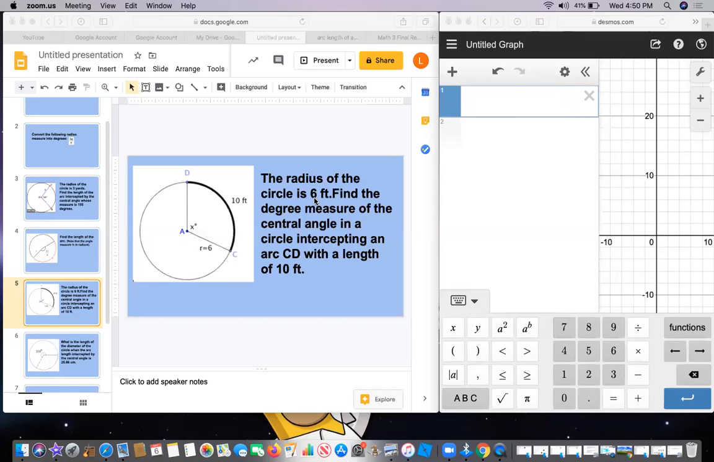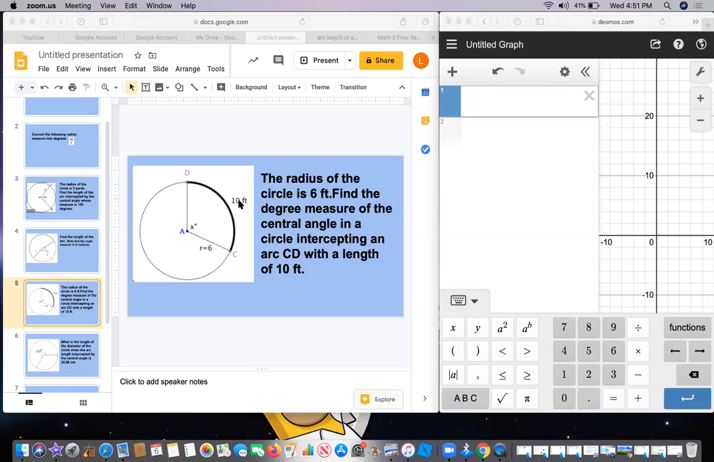The radius of the circle is 6 feet. Find the degree measure of the central angle in a circle intercepting an arc CD with a length of 10 feet. So this question is pretty much different from the previous questions that we had, because now we are already given an arc length and the radius, but we are asked to find the degree measure. Meaning, what is the central angle intercepting this arc length whose measure is 10 feet?